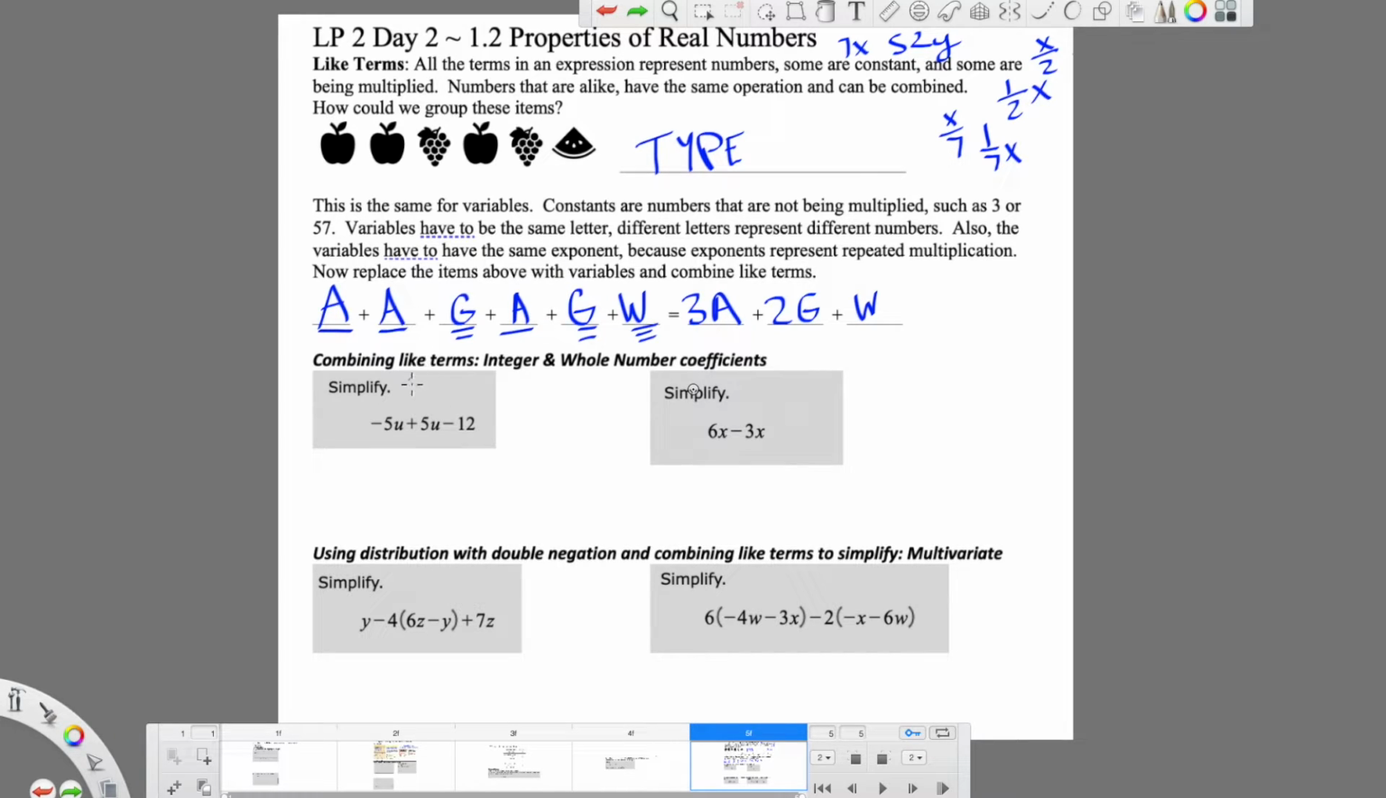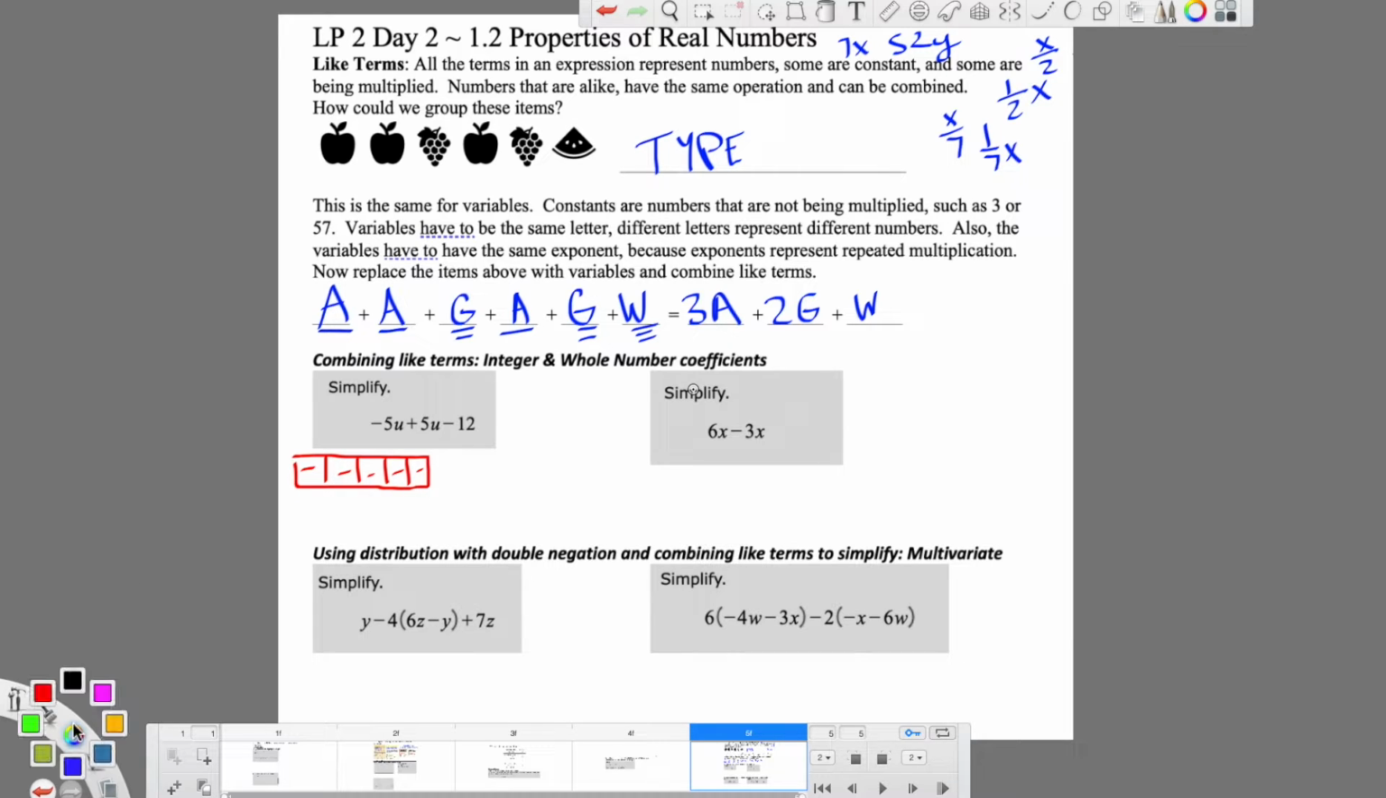All right, so let's go ahead and add like terms down here. So we have negative 5U plus 5U. So I have negative 5, and I'm adding 5 to that. And we can always look at a little algebra tile idea here. So 1, 2, 3, 4, 5. So I have negative, negative, negative, negative, negative. So here's my negative 5, and each one is a U.